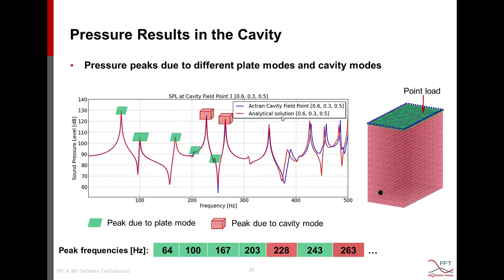And we could identify that different peaks correspond to different eigenfrequencies of either the plate or the cavity. By calculating the modes of the plate and cavity, we could say that the peak at 64 Hertz is due to the plate mode, 100 Hertz due to the plate mode, etc. And at 228 Hertz, it is due to the cavity mode.